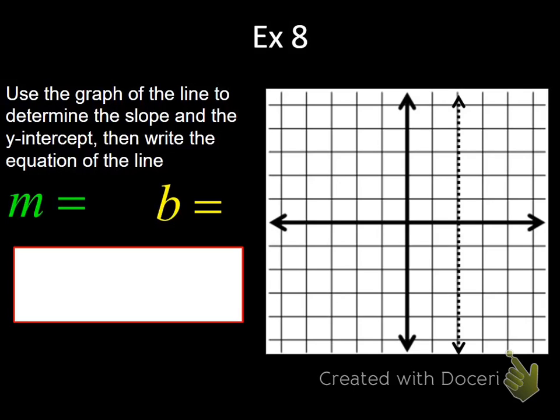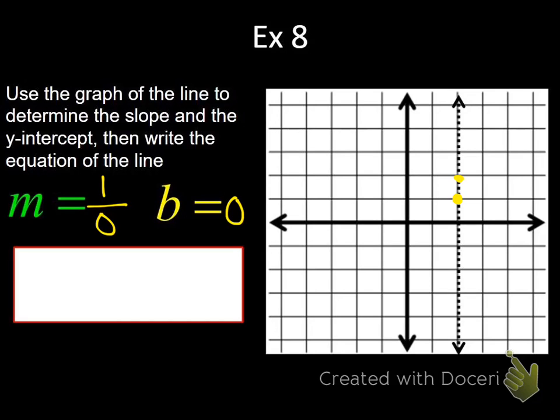Does this have a y-intercept? So what's my y-intercept going to be? 0. Does it have a slope? Well, it has a rise, right? What's my rise? 1. Yeah, it's going to be 1. But my slope is 0, so it's going to be 1/0.